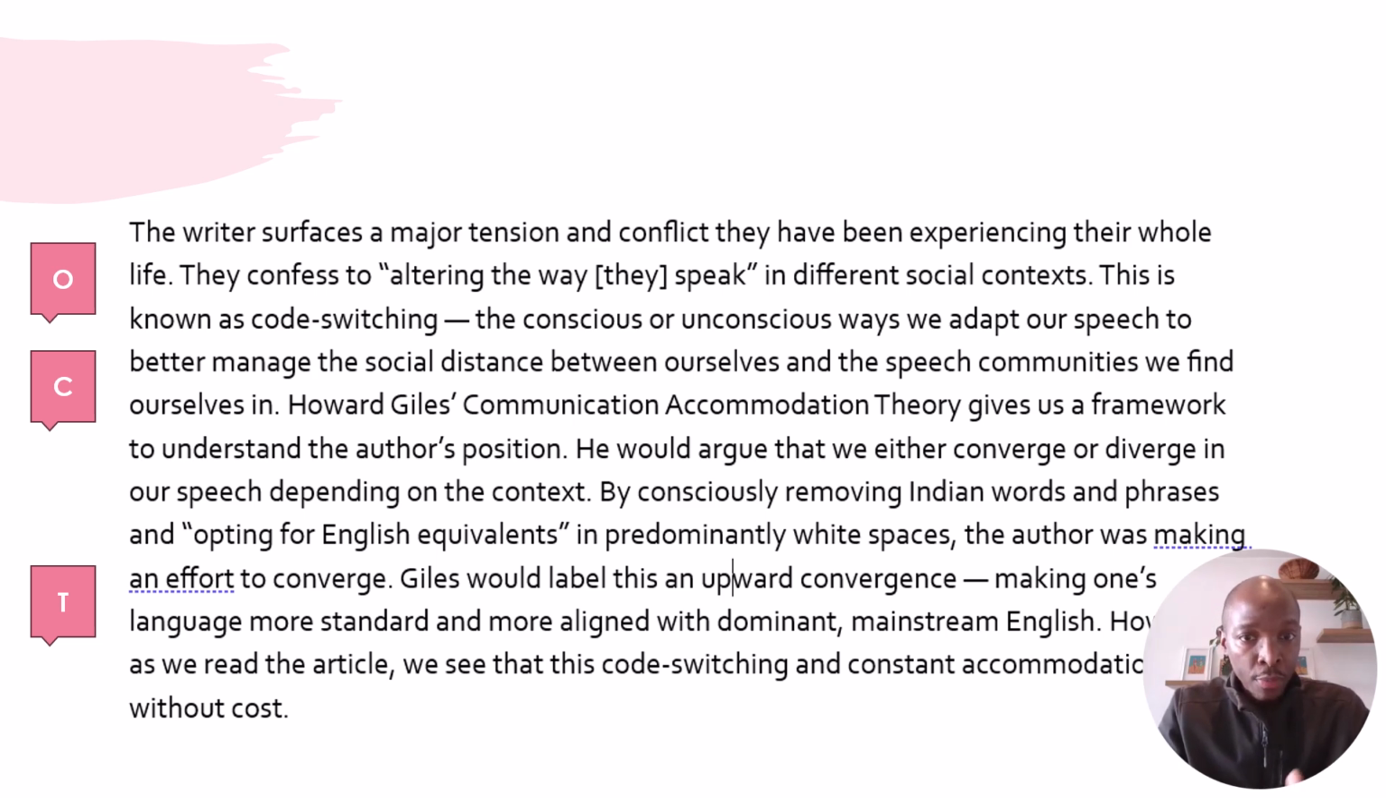As we read the article, we see that this code switching and constant accommodation is not without cost. So I'm setting up what comes next. The key thing in paper 4 is that your essay has to flow, it has to be cogent. Don't think about it as mechanically dumping all of your theory on this. It has to be a lucid, cogent argument. So really think about your discourse markers, how you're transitioning, how you're integrating quotations. You have to write a thoughtful essay here.